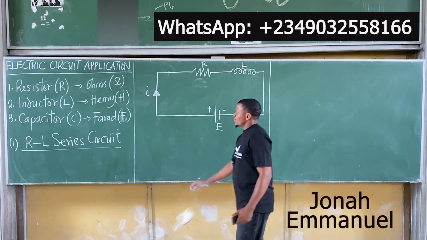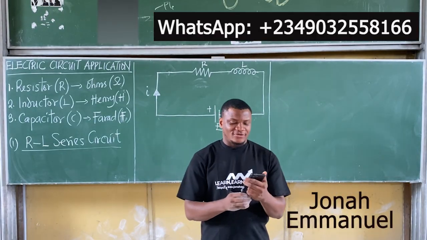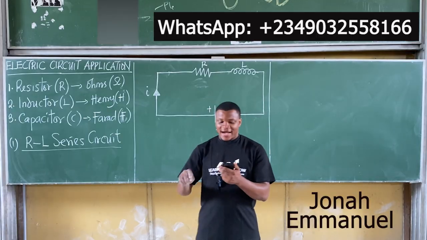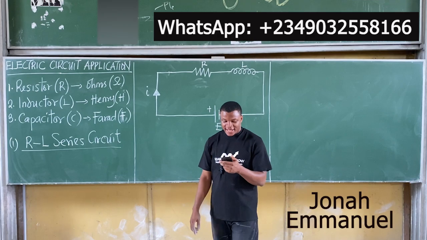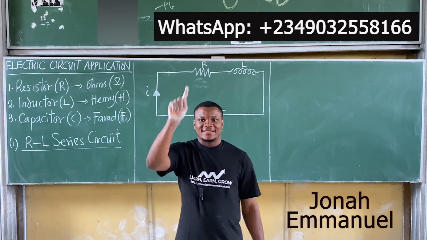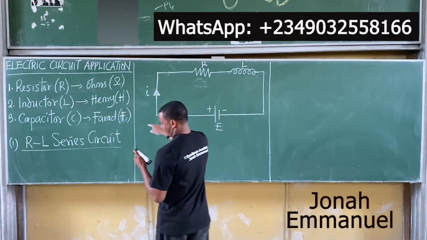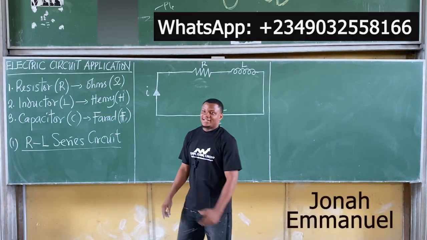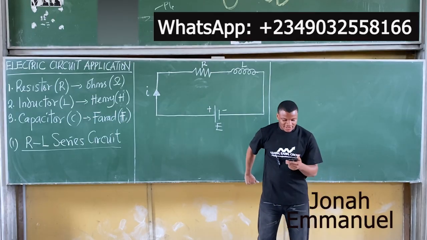All right. Consider an electrical circuit of resistance R in ohms and inductance L in Henry, connected in series as shown below. So you have this.